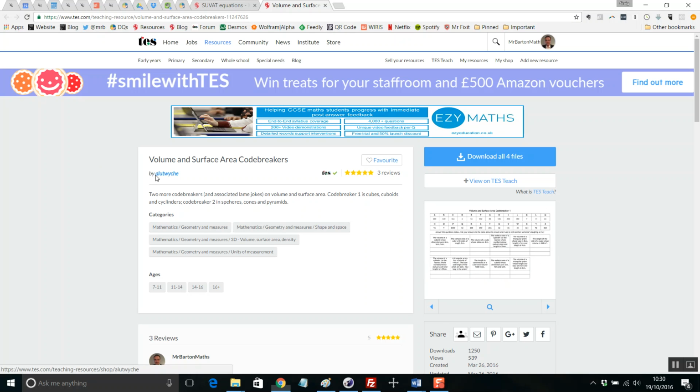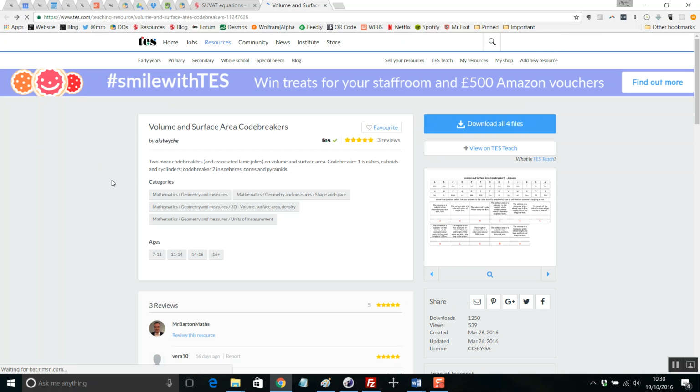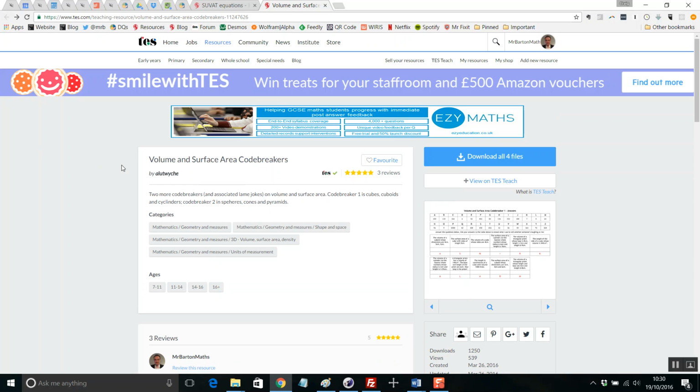Now, there's a bit of an assumption going round that Codebreakers are only applicable to number-based topics or algebra-based topics, and you may have seen them involving substitution or calculation to number operations and so on. However, the reason I wanted to feature this one is because it tackles a completely different topic and one that I would not have naturally thought lends itself well to the Codebreaker approach.